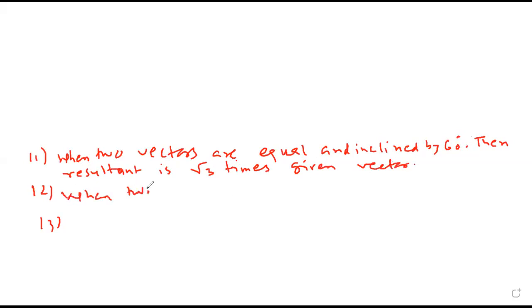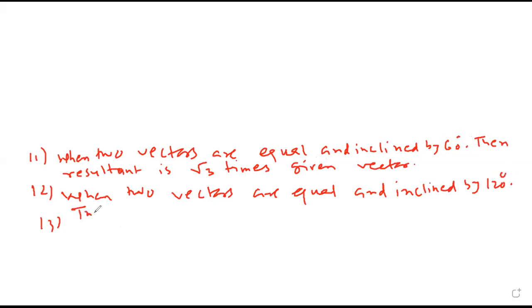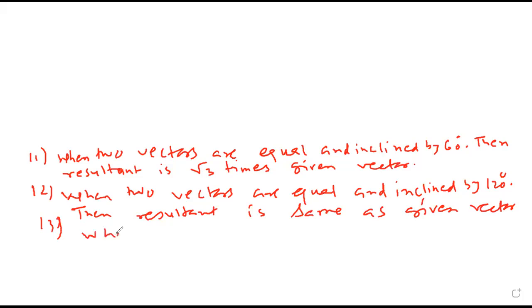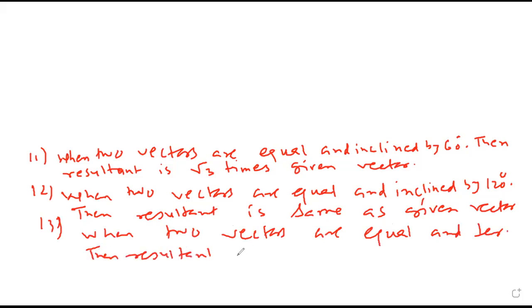When two vectors are equal and inclined by 120 degree, then resultant is same as given vector. 13th, when two vectors are equal and perpendicular, then resultant is √2 times given vector. Write these 3 points.